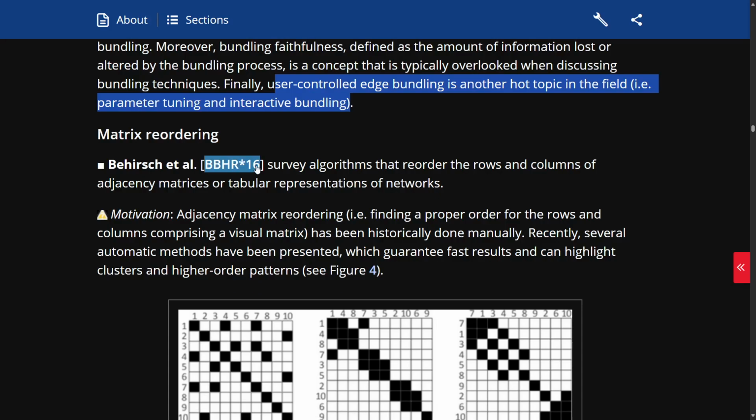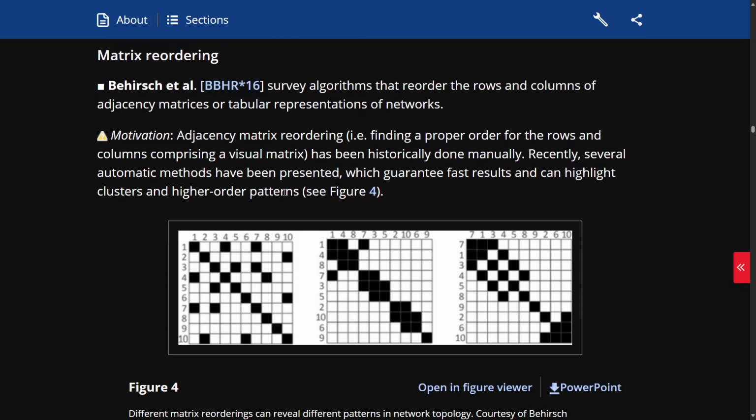Matrix reordering. Hirsch et al., BBHR 16, survey algorithms that reorder the rows and columns of adjacency matrices or tabular representations of networks. Image motivation. Adjacency matrix reordering, i.e. finding a proper order for the rows and columns comprising a visual matrix, has been historically done manually. Recently, several automatic methods have been presented, which guarantee fast results and can highlight clusters and higher order patterns.